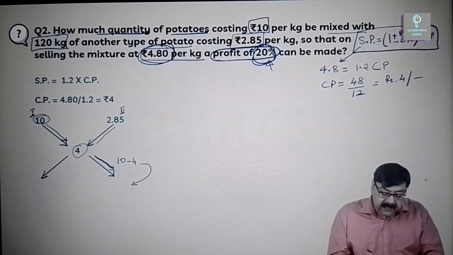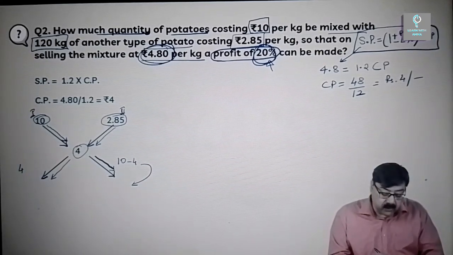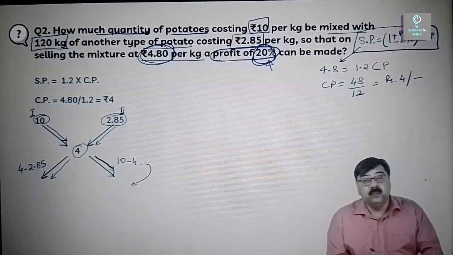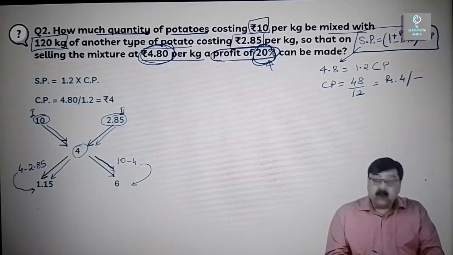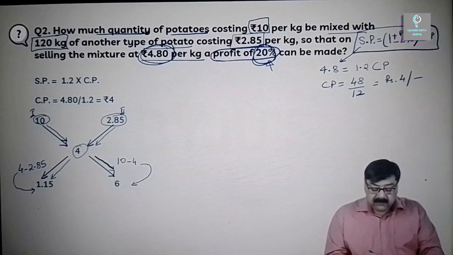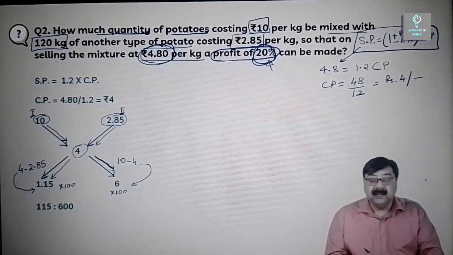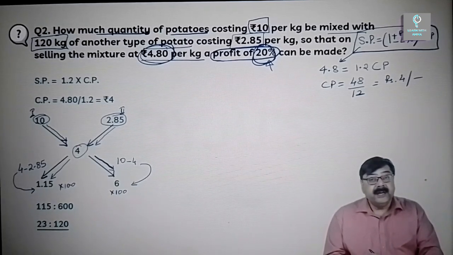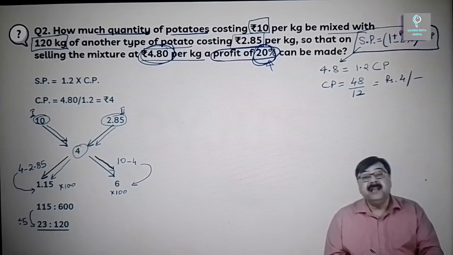And from top right, when we go to bottom left, we find two quantities, that is 2.85 and 4. The greater value is 4, from which we will subtract the smaller value, that is 4 minus 2.85, and we should obtain a value here. So we find that 4 minus 2.85 is 1.15, 10 minus 4 is 6. Multiplying both the sides by 100, we get 115 by 600, which can further be reduced to 23:120 on dividing both the quantities by 5.